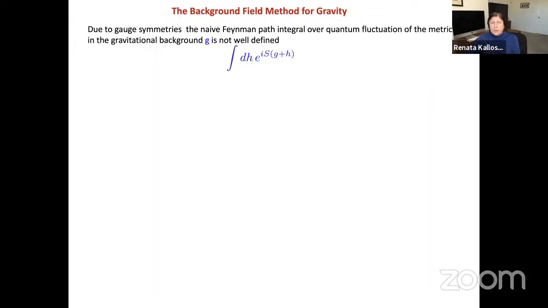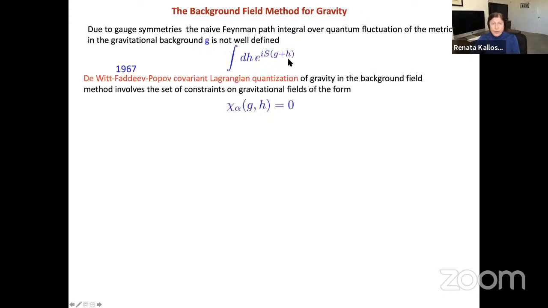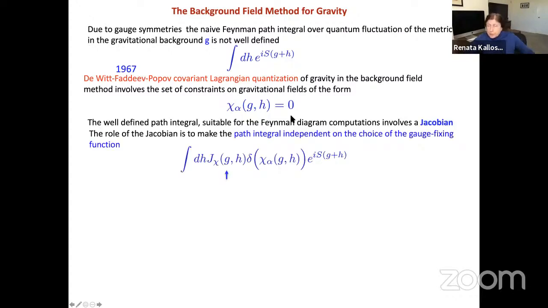So the standard reason why we need to define a Feynman path integral in the situation where the integration over perturbation is badly defined is that we have gauge symmetries. And so already in 69, Faddeev-Popov designed covariant Lagrangian quantization in the background field method. And so the first thing is to decide on the choice of constraints which are associated with the gauge fixing condition. And they depend both on the background metric, which in our case will be the Schwarzschild solution, as well as on perturbation.